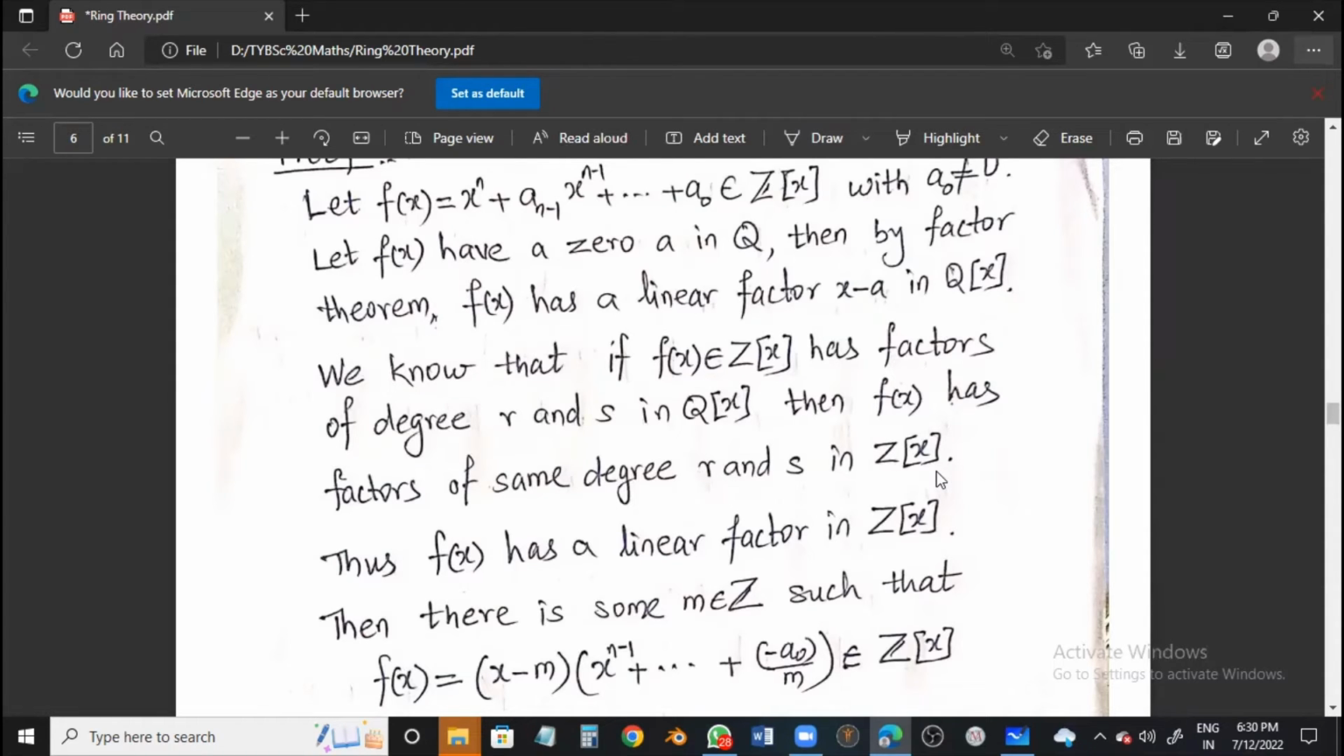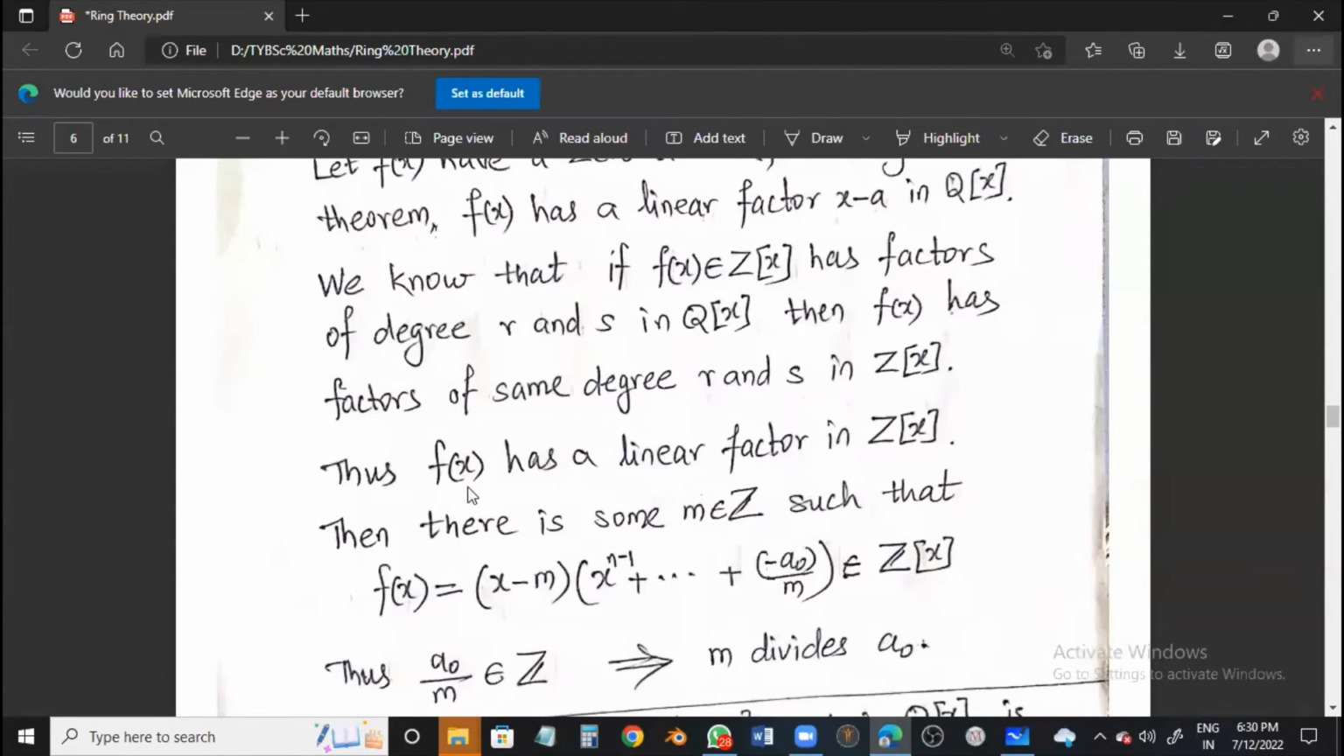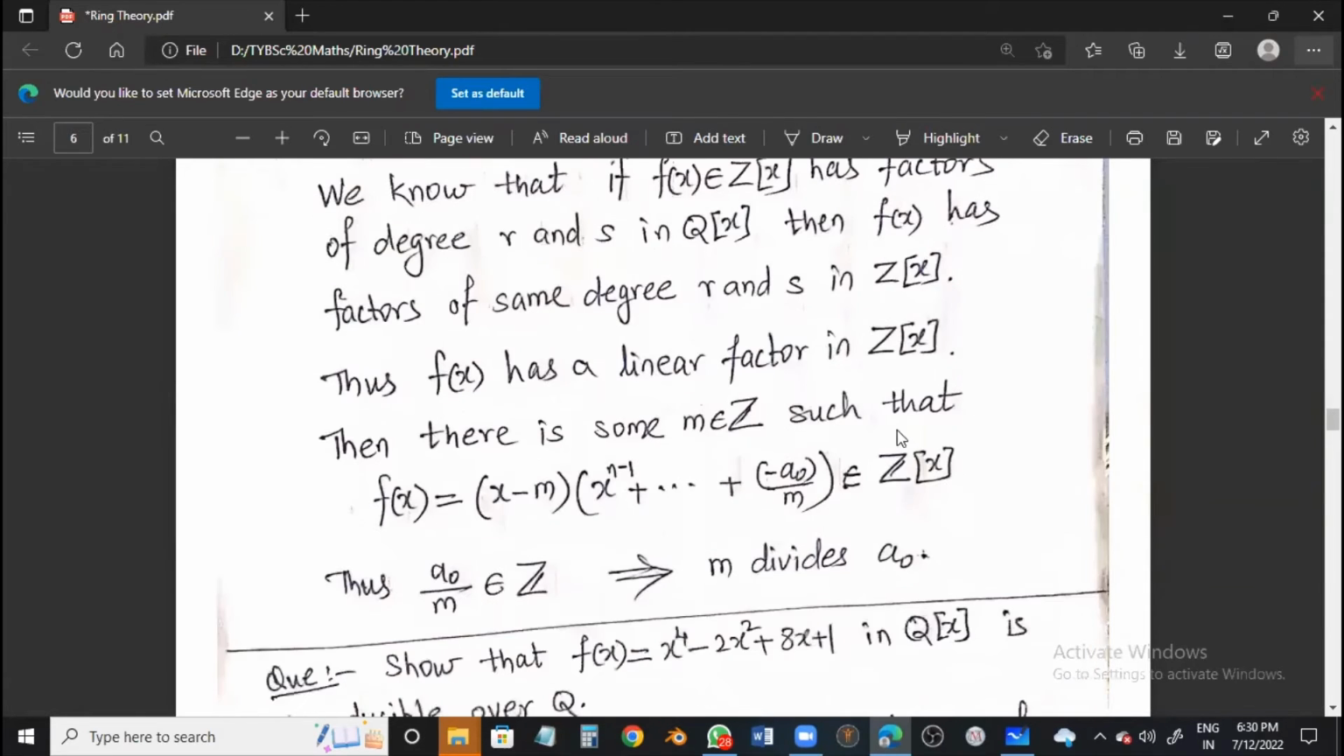Just now we talked of the theorem and the same is used. So what is going to happen? f of x has linear factors in z of x. So f of x will have x minus m, where m is an integer. x minus m is a factor and something else you are left with. Whatever you are left with, you see, the degree of f was n. So here I need to write the largest degree to be n minus 1. Then and only then this product will have degree n.